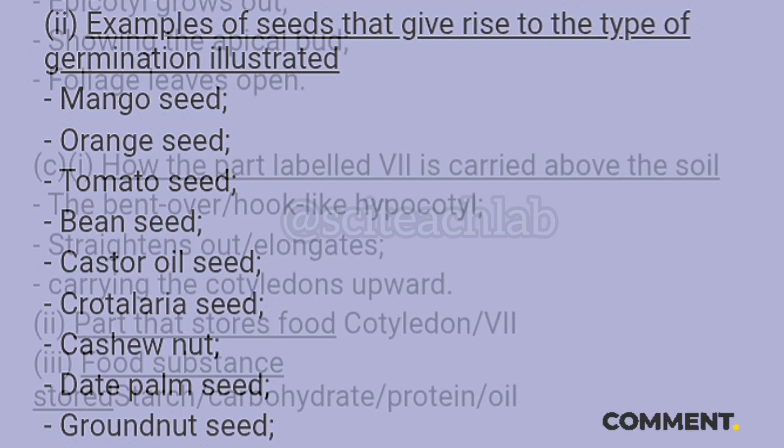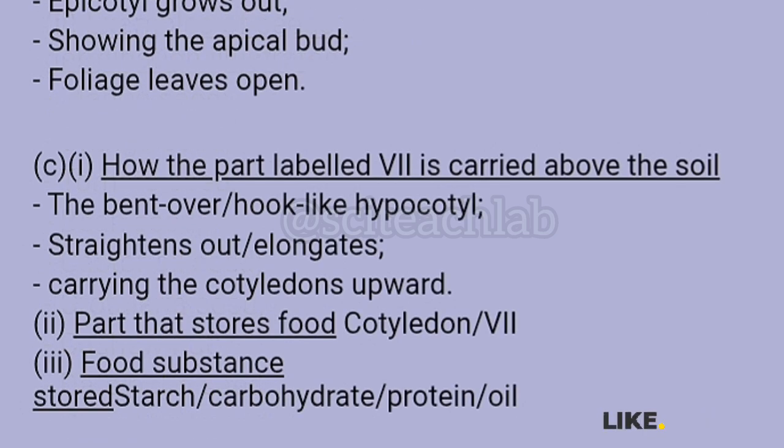Then you may be asked, how is the cotyledon carried above the soil? Because it says bent over and carried. So how is it carried? You answer, it's the bent over, hook-like hypocotyle. That's how it's carried above the soil, and it straightens out and elongates, carrying the cotyledons upwards. So the bent over hypocotyle straightens out, elongates, and carries the cotyledons up. That's how the cotyledon is carried above the soil.